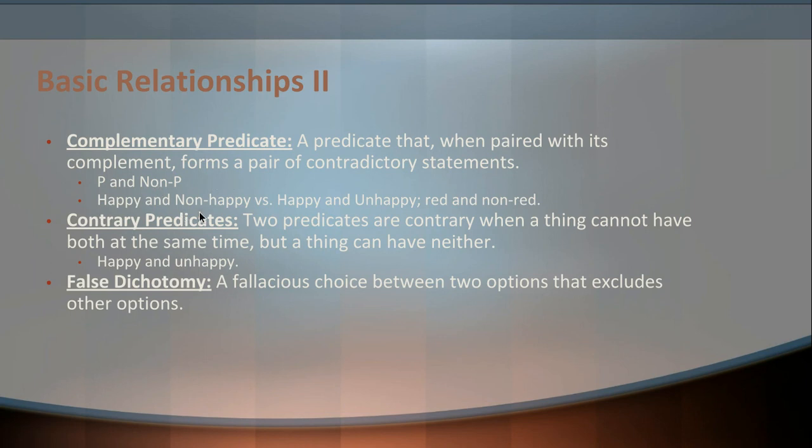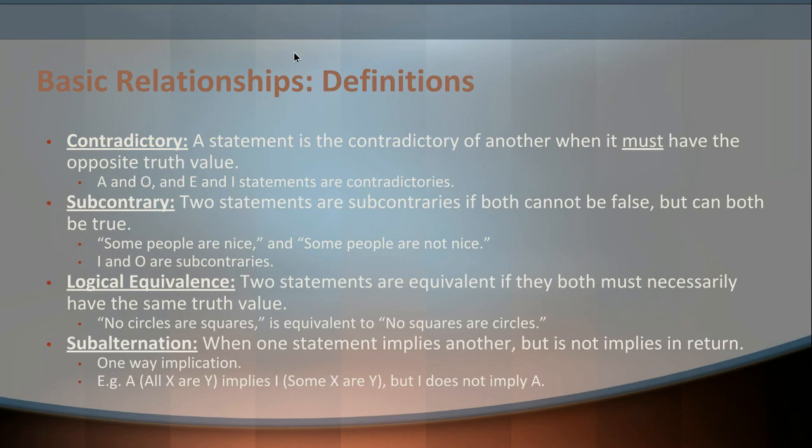Like, take the example of two complementary predicates, happy and non happy. This is different from the actual opposite of happy. Like, if we were to straight up say, well, what's the opposite of being happy? You'd probably either say sad, or if you wanted to be really technical, unhappy would be the opposite in ordinary, regularly used English. But logically, there are more options than that. Remember, a contradictory statement is one that must have the opposite truth value.